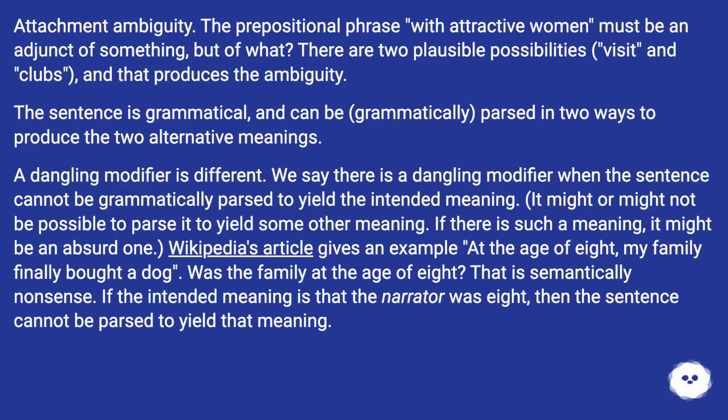A dangling modifier is different. We say there is a dangling modifier when the sentence cannot be grammatically parsed to yield the intended meaning. It might or might not be possible to parse it to yield some other meaning. If there is such a meaning, it might be an absurd one.